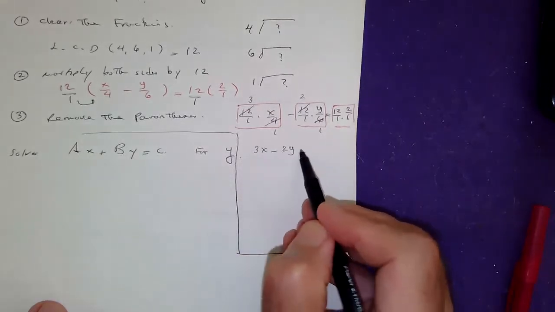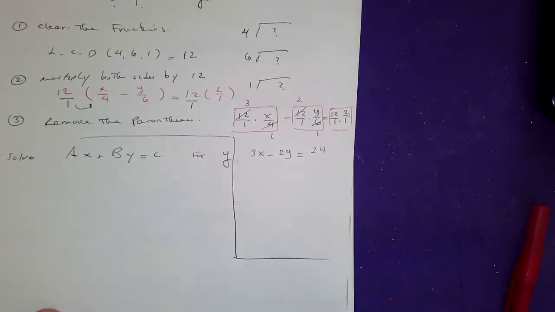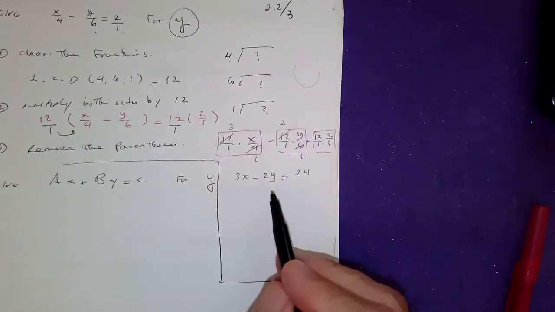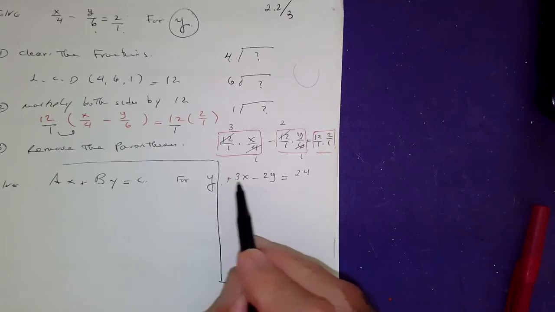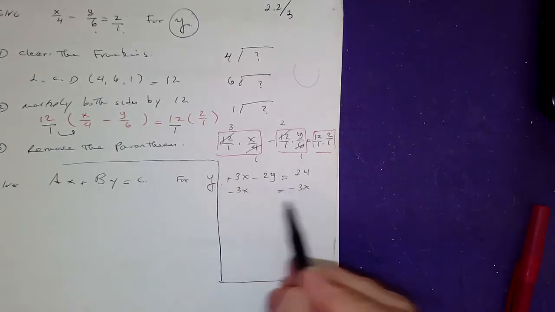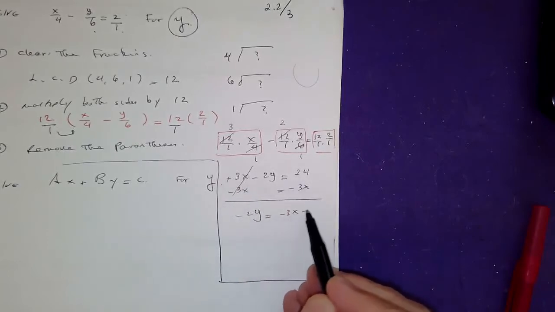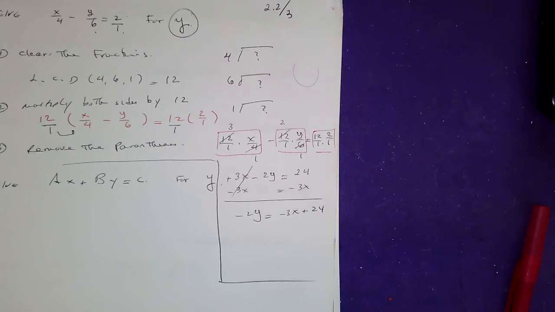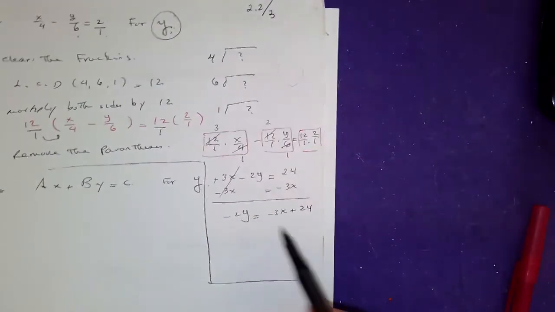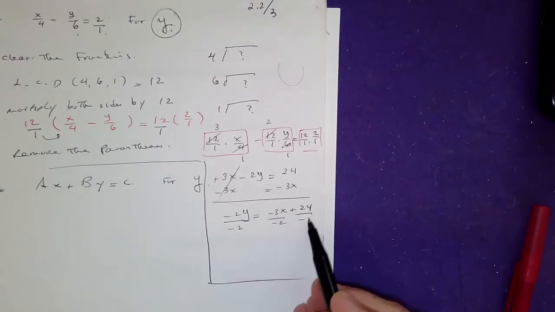So what do we have? 3x minus 2y is equal to 2 times 12 is 24. Keep in mind we were asked to solve for y, correct? I see this is positive 3x, so I subtract 3x from each side first. So I get negative 2y equals negative 3x plus 24. Remember, the idea was solve for 1y, not negative 2y. So divide each of these guys by negative 2.